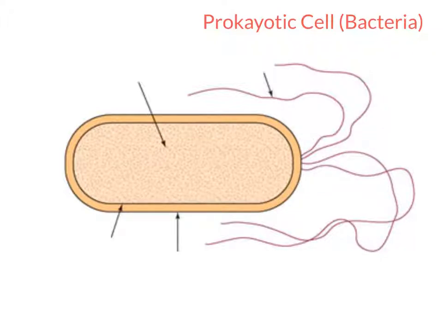Okay, so hopefully you paused and drew this in, so let's go ahead and start identifying what these things are. You'll notice that the prokaryotic cell has both a cell membrane and a cell wall. These are both seen on this diagram.